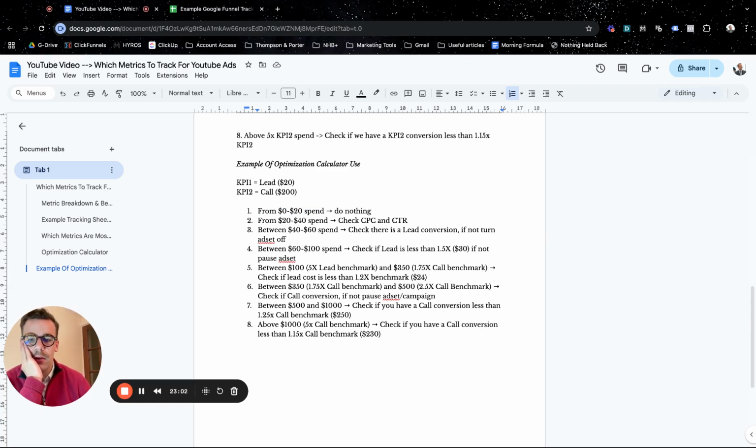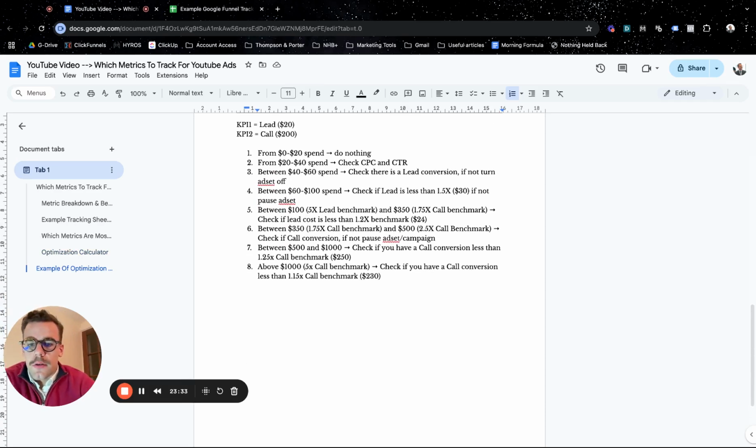And again, it's all in context to other ads. If the CTR is 0.4, but typically your CTR across the account is 0.5, I would just leave it running. If typically you get a 1.2 CTR and the CTR is 0.4, I would turn it off. And then between $40 and $60 to spend, check if there's a lead conversion. If not, turn the ad group or campaign off, unless it's just one ad in the campaign that is out of KPI, in which case just turn the ad off, leave the campaign running.